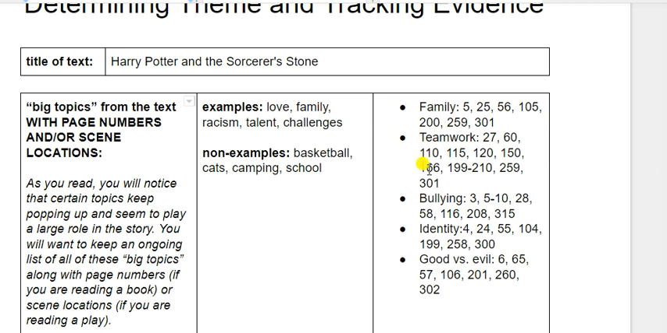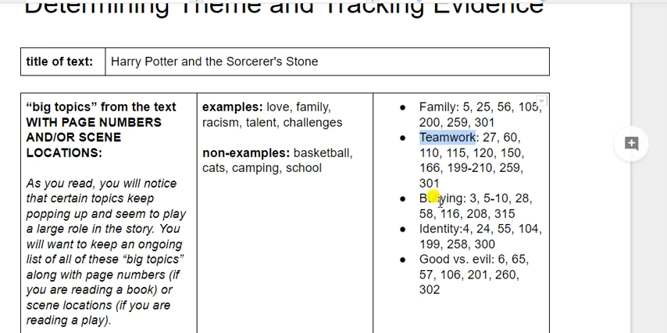Okay, so I kind of did this for Harry Potter. So some of the big ideas, and there's probably many, many more, but don't overwhelm yourself. Just track what you think are the really big topics. Family, these are all the different page numbers where I thought family was really being talked about as a big topic. Okay, not every time the word family pops up or anybody's family member is mentioned, but these are places where I thought that family was really being explored by the author, the idea of family, okay, where it was a centerpiece for that part of the story.